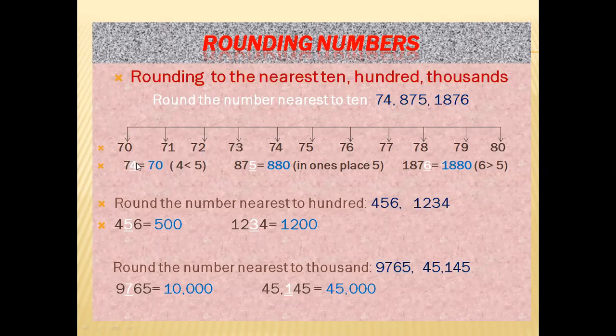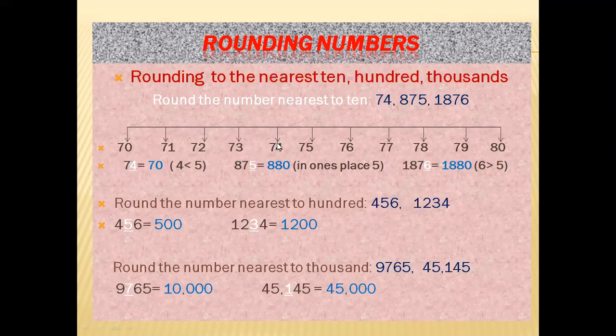If the digit in the ones place is less than 5, the number becomes the lesser number. The 4 in the ones place changes to 0, but the tens place stays the same. So if the ones place digit is less than 5, the tens place number remains the same, which means 70. Understood?